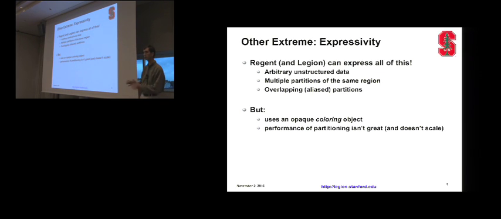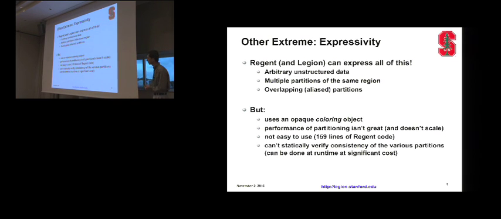Worse, it doesn't scale. As I go up, I pay that one cost on the first node at startup every time. It's also not at all easy to use. The code that generated that mess I showed you on the previous slide is about 159 lines of Regent code, which I'm not going to show you. Don't worry. The last thing is that because it's 159 lines of opaque application code, I can't statically verify it at all. I can stare at it, but it's just a mess.